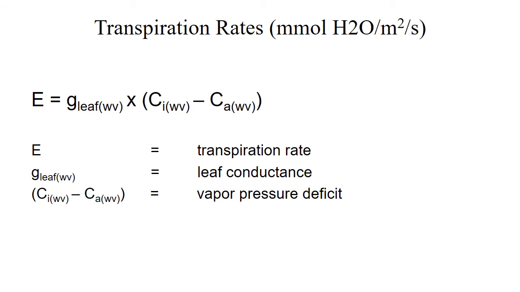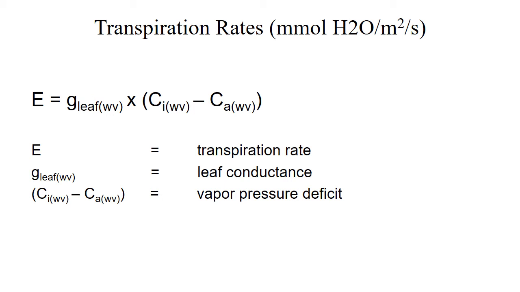So transpiration rates are measured in millimoles of water per metre squared of leaf surface per second. And we can use this flux diagram to calculate transpiration rates. And it's a much simpler equation than it looks. So E is transpiration rate, and that's calculated by this value, which is leaf conductance. That's the propensity of the leaf to lose water. And we'll talk about some of the factors that affect that in a minute.